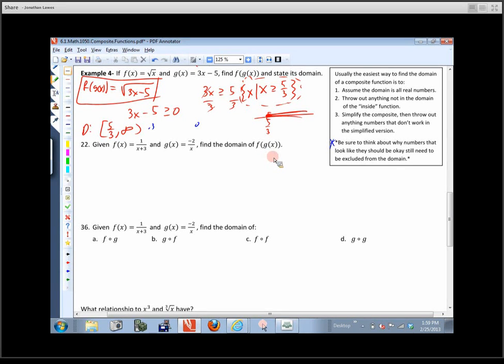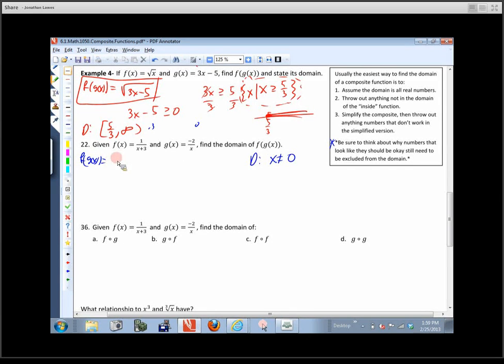G gets plugged into F. So what do I definitely need to throw out to begin with? Okay, I can't have it equal 0. I'm going to throw that out. I know that's not in the domain because I can't even start by plugging in a 0. You with me there? Okay, now I'm going to figure out what f of g of x is.